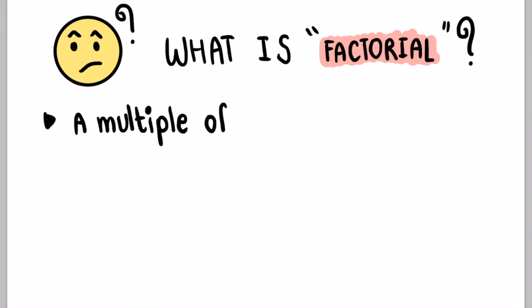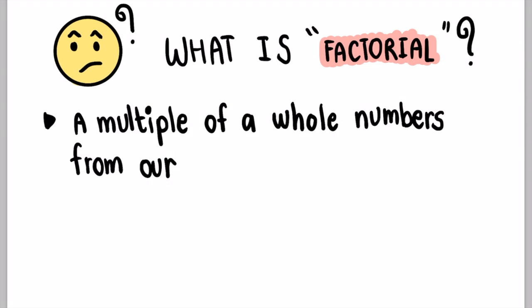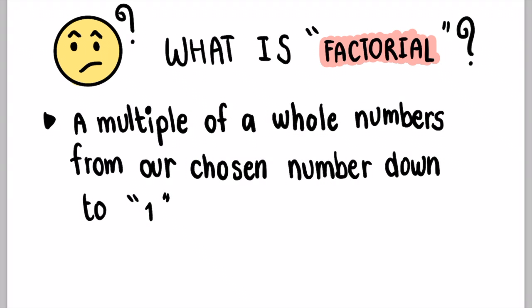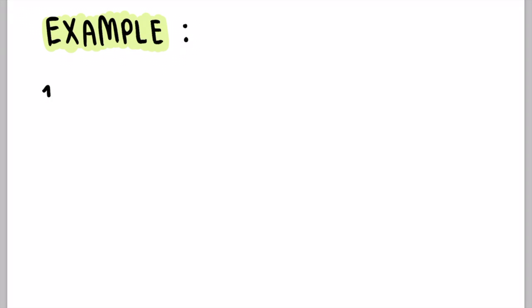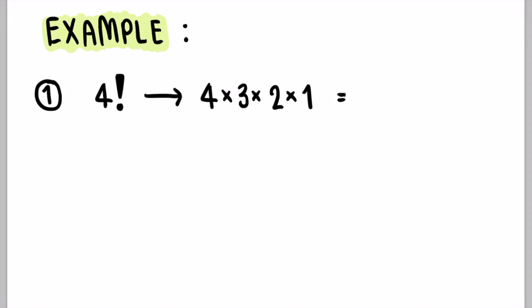Factorial is said to multiply all whole numbers from our chosen number down to 1. For example, 4 factorial is 4 times 3 times 2 times 1 equals 24. 4 is a whole number, which is multiplied down to 1.